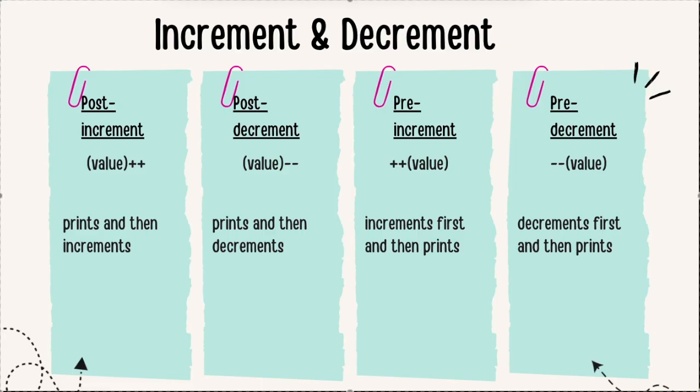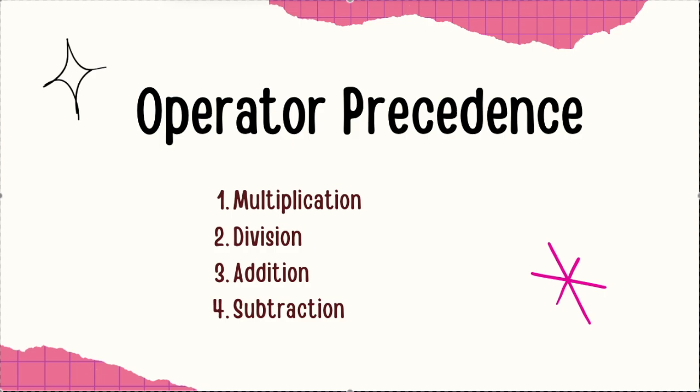Now, before jumping into our program, let's understand one more concept, that is operator precedence. Some operators have higher priority. Multiplication and division happen before addition and subtraction. But you can always use parentheses to control the order. Now let's have a look at our program.